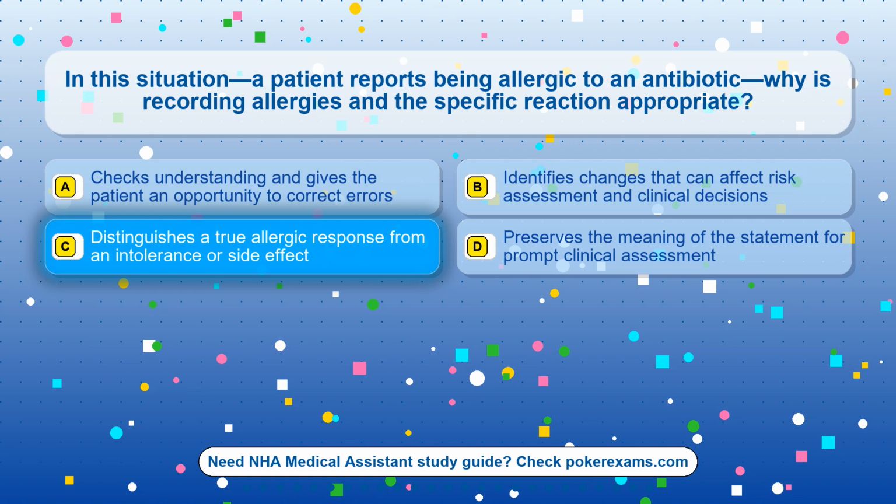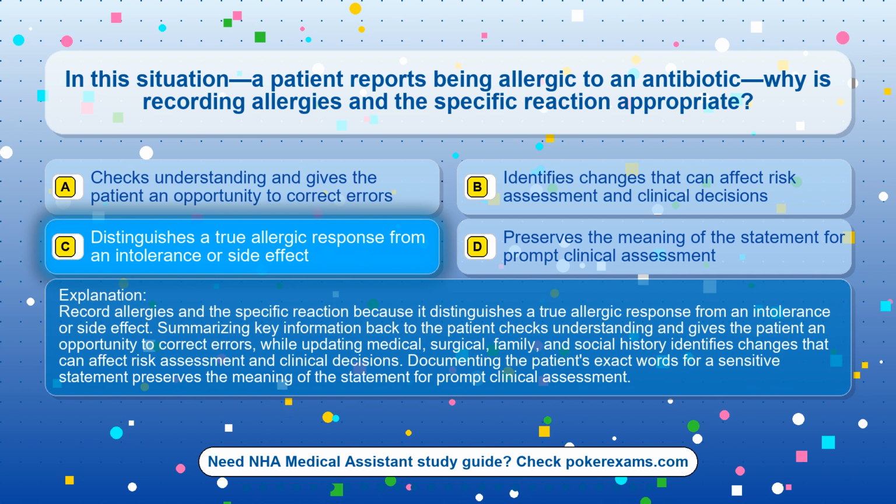The correct answer is option C. Distinguishes a true allergic response from an intolerance or side effect. Record allergies and the specific reaction because it distinguishes a true allergic response from an intolerance or side effect. Summarizing key information back to the patient checks understanding and gives the patient an opportunity to correct errors, while updating medical, surgical, family, and social history identifies changes that can affect risk assessment and clinical decisions. Documenting the patient's exact words for a sensitive statement preserves the meaning of the statement for prompt clinical assessment.